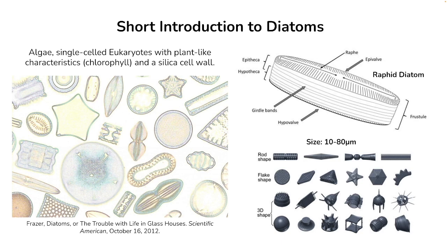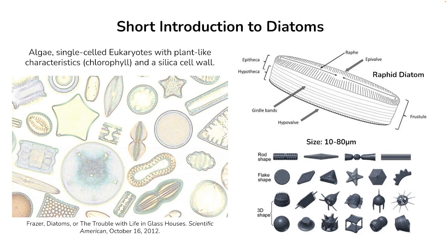We can look down at the bottom and see that there are these rod-shaped, flake-shaped, and 3D-shaped phenotypes. And they're all about 10 to 80 microns in size, which is not very large. So they're very small organisms. Sometimes they live solitary, and sometimes they live in colonies. And we'll be talking about a colonial diatom called Basilaria. That's the genus name. We'll be talking about that today.